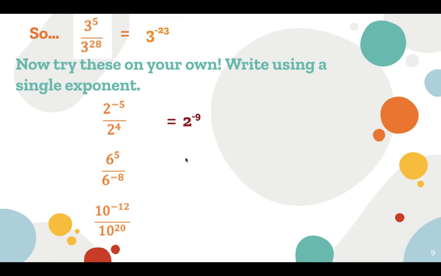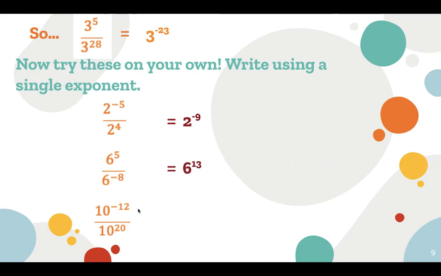Second one, we're going to keep our base 6, and we're going to subtract our exponents, so it's going to be 5 minus a negative 8. So I'm going to change it to plus, and make this its opposite, so it becomes plus, so it's going to be 5 plus 8 is 6 to the 13th power.